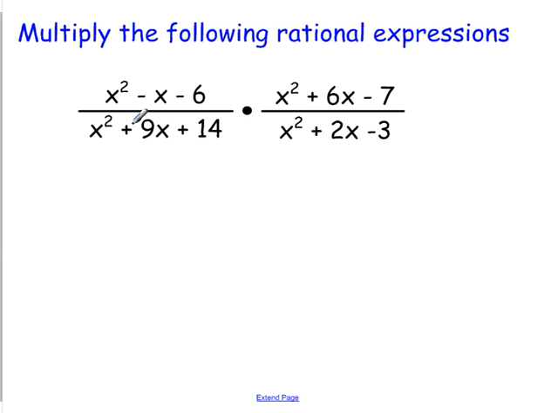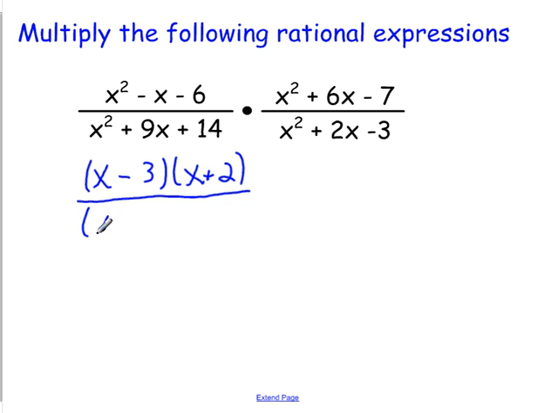So now we're going to multiply these, and it's going to be the exact same first step. We're going to factor each of these 4 polynomials. So let's knock those out right away. So we'll factor the first one. I'm going to switch over to blue here. So this would end up being, we want numbers that multiply to negative 6 that add to negative 1. So negative 3 and positive 2. And then on the bottom here, we want numbers that multiply to 14 and add to positive 9. So plus 7, plus 2.